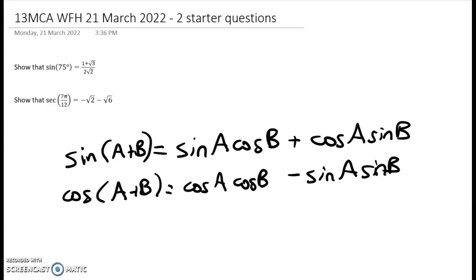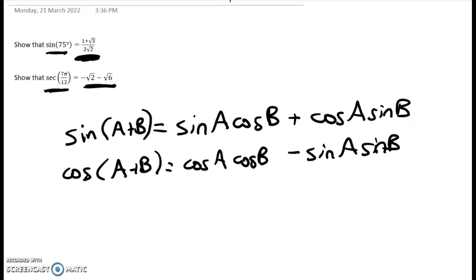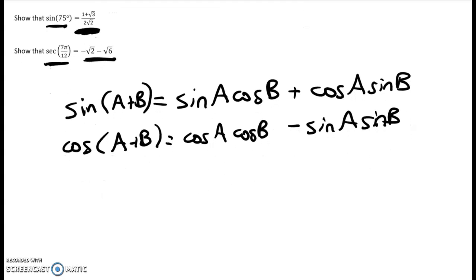So the idea here is that we're not going to use a calculator. We're going to use the compound angles to figure out that we can get these exact values for sine of 75 degrees and then sec of 7 pi on 12. So the first one is a tiny bit easier than the second. I want you to pause the video and then use that hint to split things up and do some calculations.